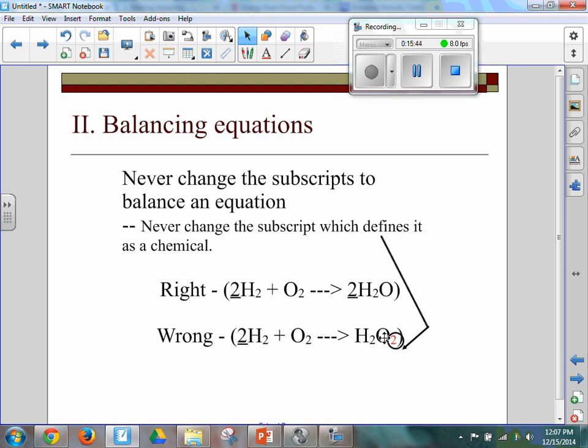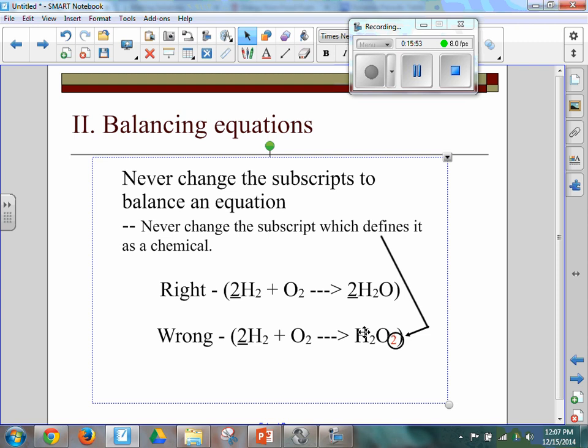H2O is water, H2O2 is hydrogen peroxide. Completely different chemical properties, completely different substances altogether. So make sure that you do this and not this. So right way, wrong way.